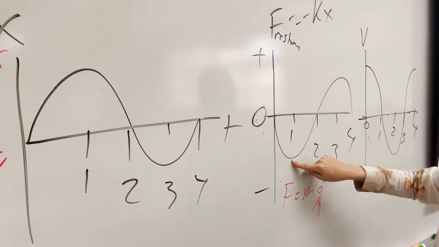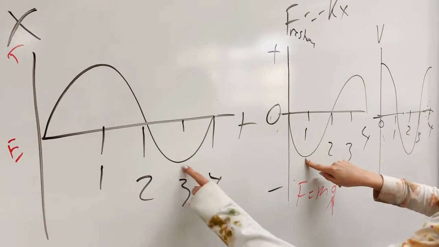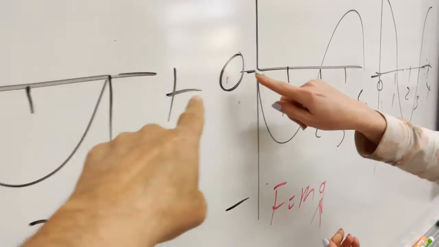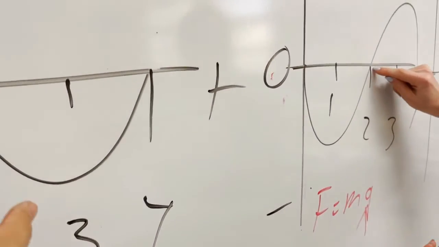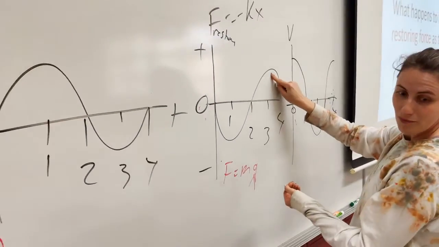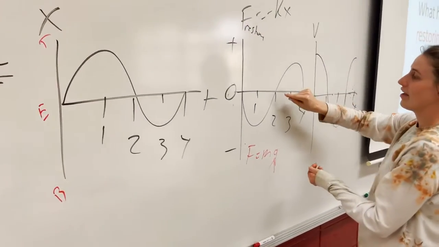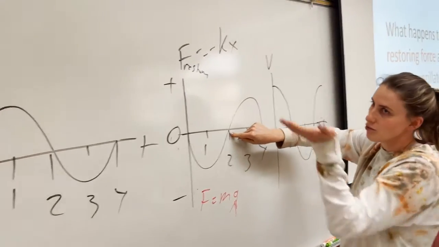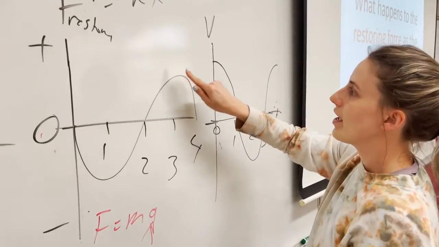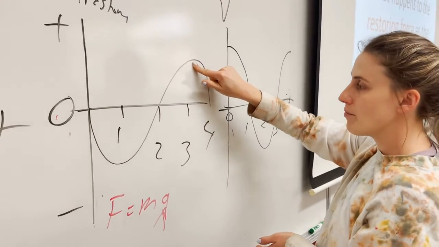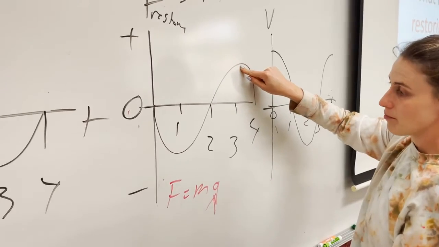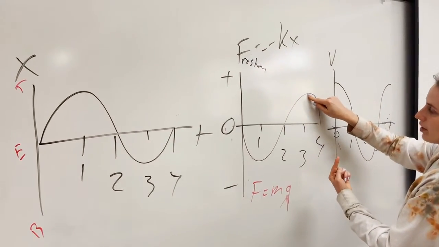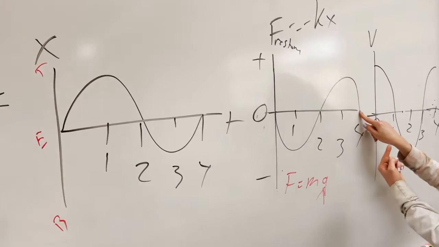Then when it passes through equilibrium, the force goes to 0. There's no restoring force pulling it either way. Now our spring's at the bottom, and it's being pulled in the positive direction, back up. That's why we've got a positive force here, and then back to 0 at equilibrium.